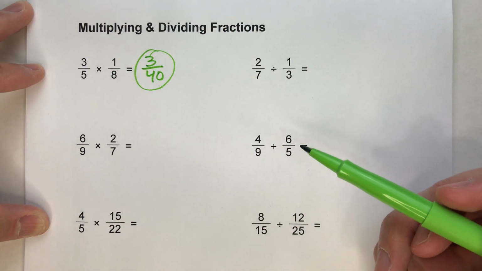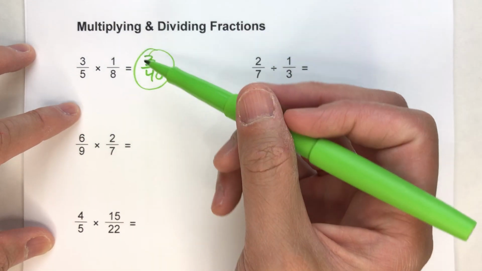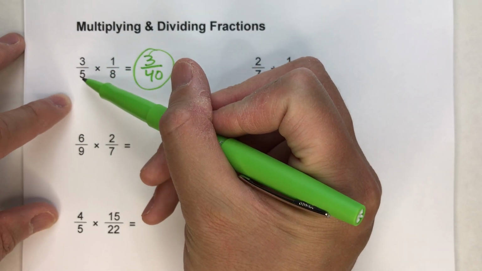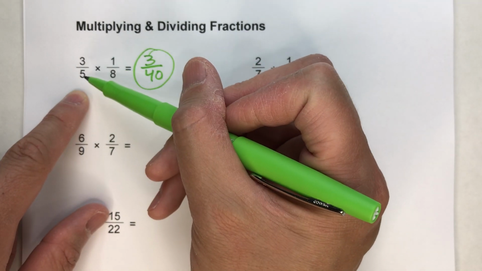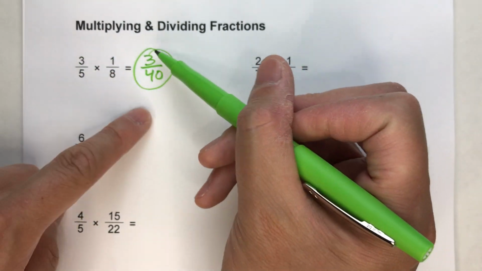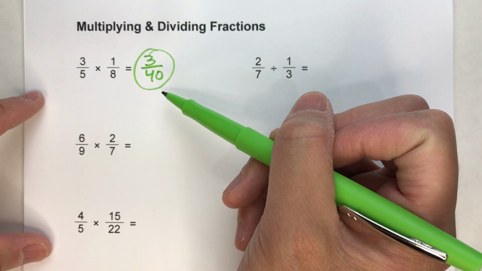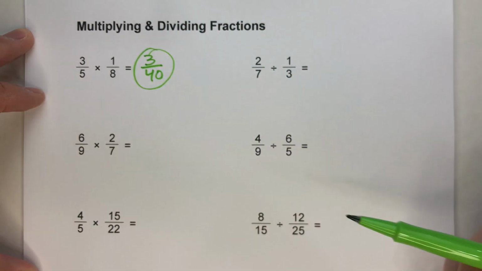Pretty simple, right? Now, there is one thing you need to watch out for though. Before you multiply it, check to make sure that you can't reduce either of the fractions. Notice 3/5, I cannot reduce that. 1/8, I can't reduce that. I also can't reduce my final answer, 3/40. So that's how I know my answer is not only correct, but it's also in simplest form.